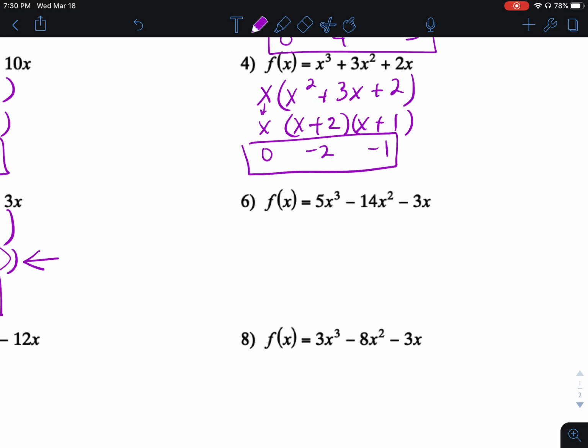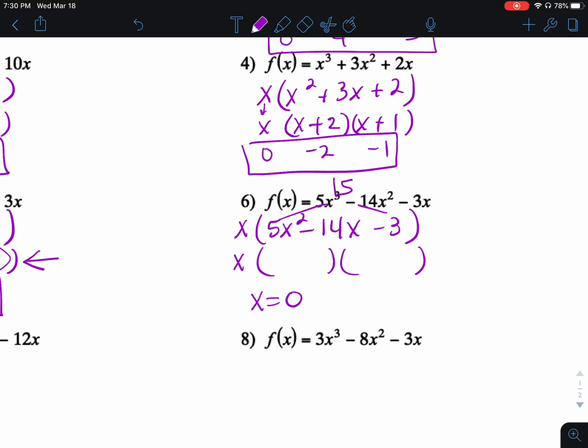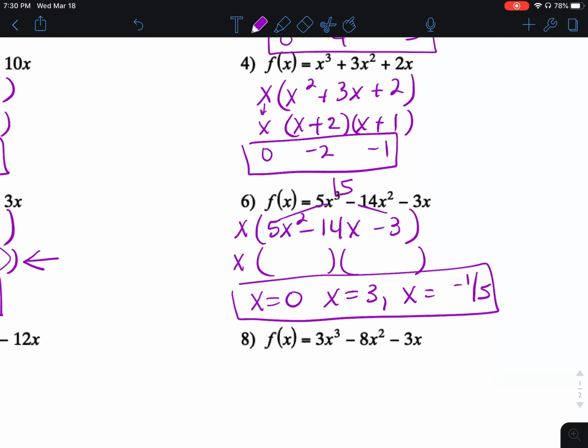All right, on number 6, same thing. I'm going to factor out an x ahead of time. And then I'm going to factor this quadratic. So in this case, it would become our AC method. Remember we did this one yesterday in that video. So just as a reminder, this was our answers. X equals 0, x equals 3, and x equals -1/5. So if you don't remember how to do this one, go back to yesterday's video and you can look at that.